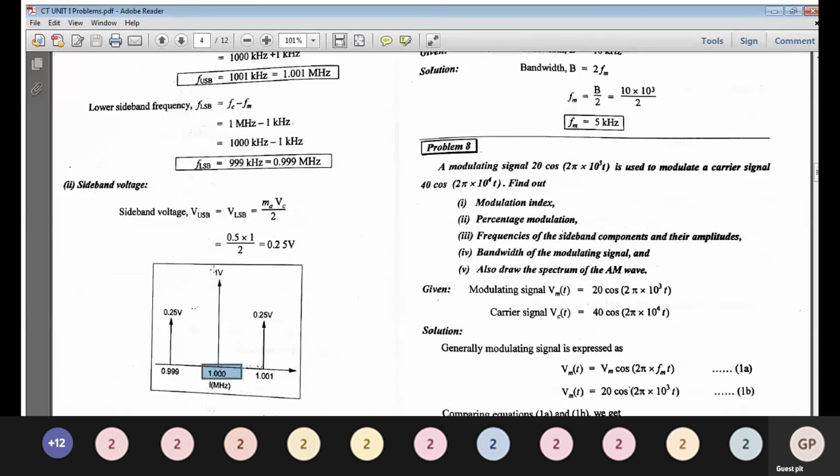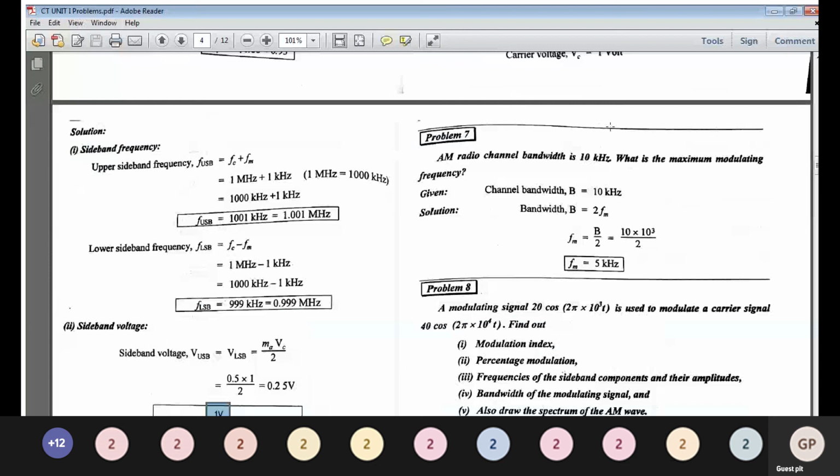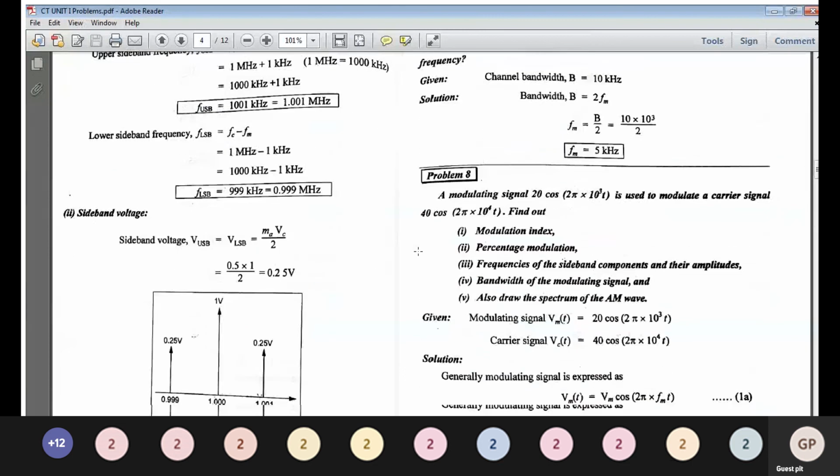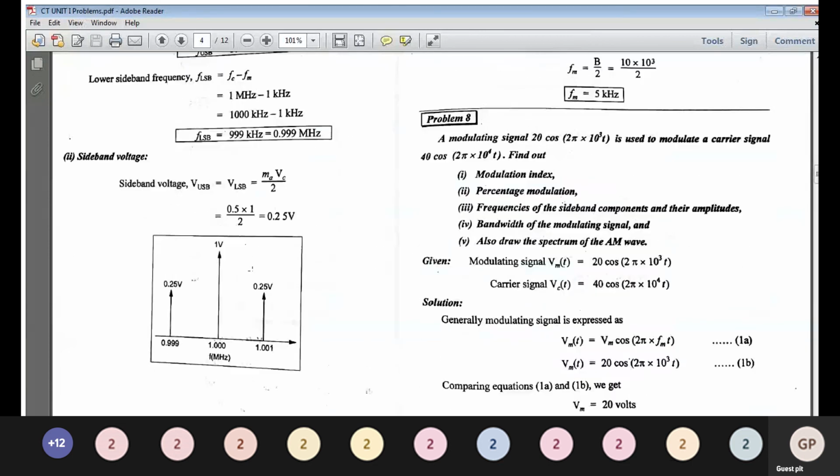For FC, the value is 1 volt, the already provided VC value. But the sideband voltage is equal to MA VC by 2. So calculate this value. MA is provided, 0.5, VC is also directly provided. So substituting in this, the sideband voltage value is equal to 0.25 volts.